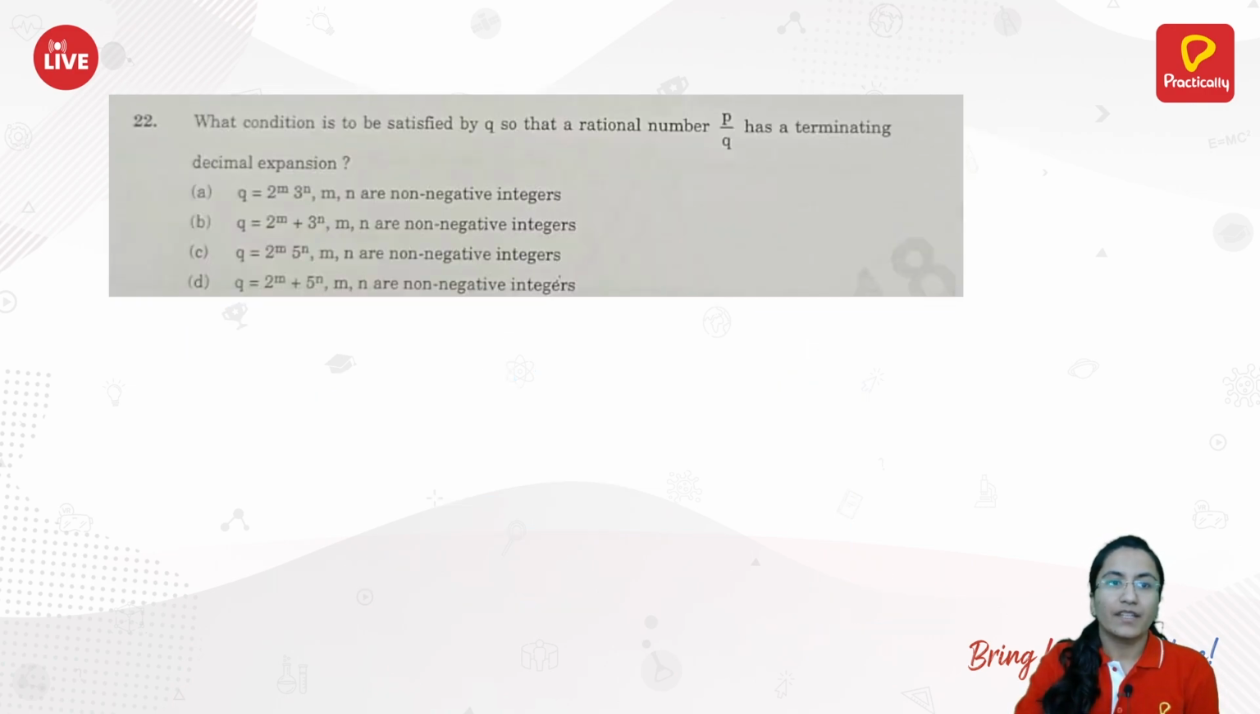Next question is, what condition is to be satisfied by Q so that a rational number P by Q has a terminating decimal expansion?